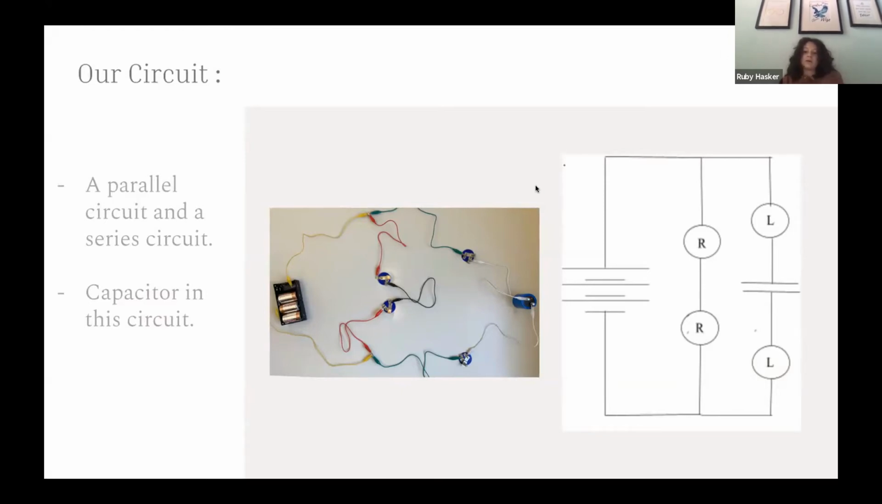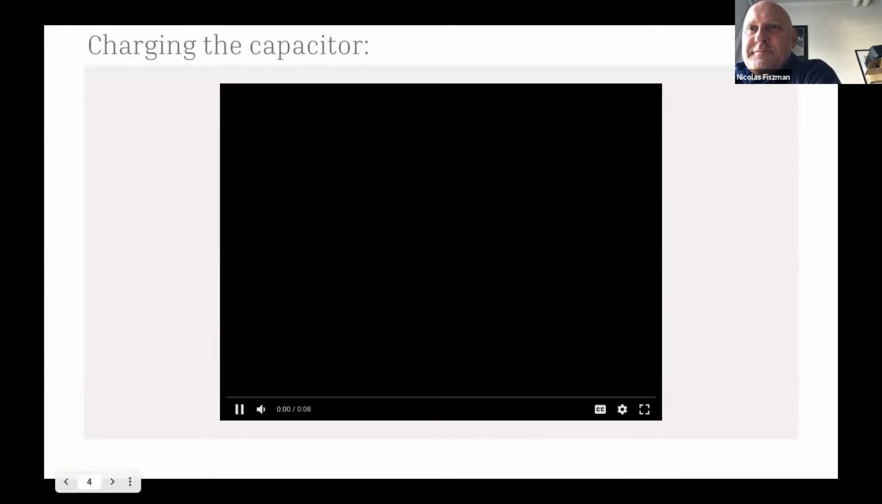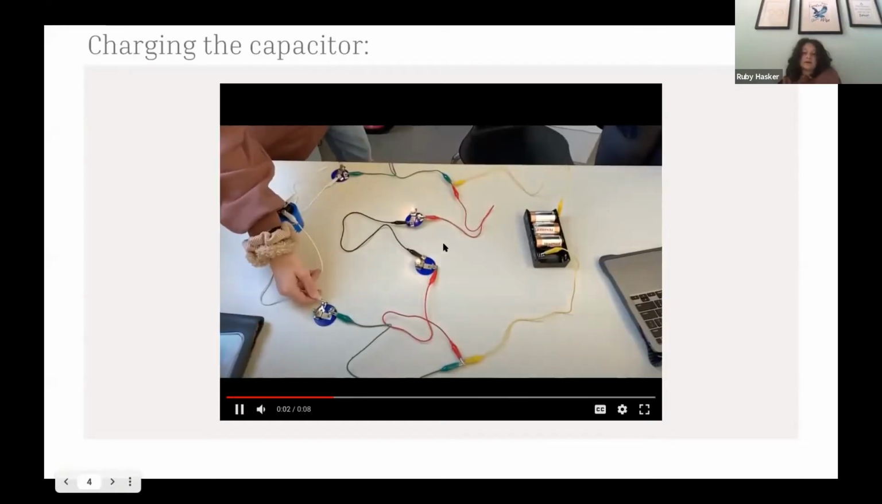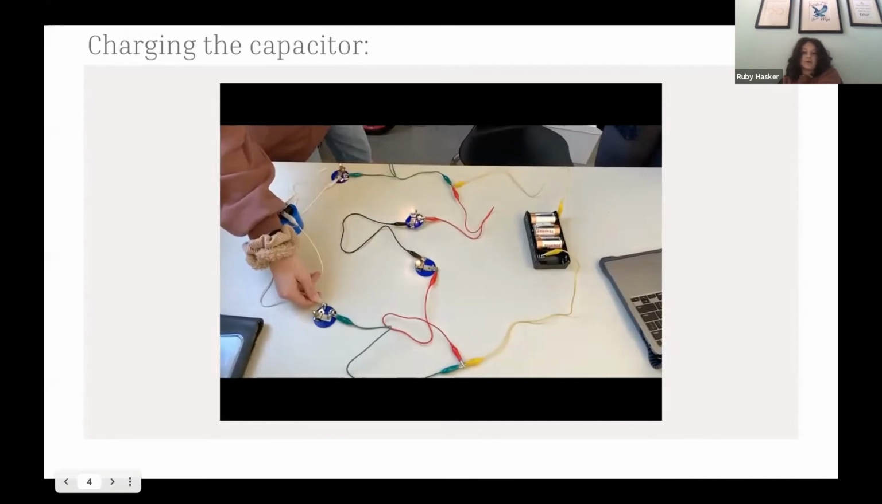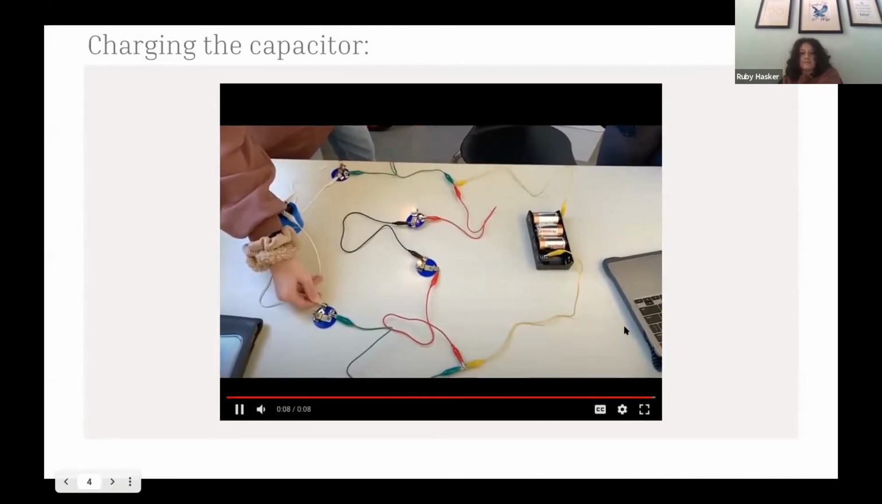The round and long bulbs are a parallel circuit, and the round are a series circuit, and a long and long are a separate series circuit. So this is us charging the capacitor. As we are charging it, the long bulb starts to dim, but the round bulb stays brightly lit.